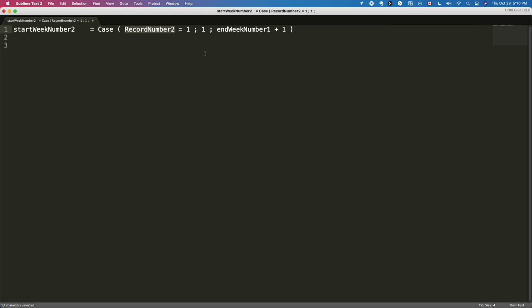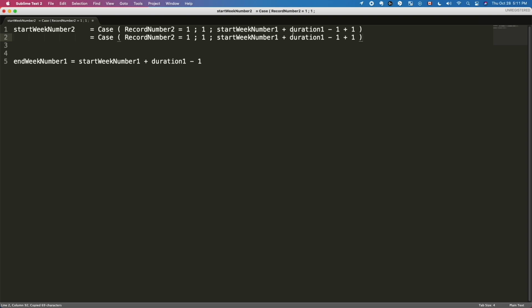If we look at the formula for end week number 1, it is equal to start week number 1 plus duration 1 minus 1. If we plug that into the formula of start week number 2, you get this. The minus 1 and plus 1 cancel each other out, so we end up with this. And then, if we plug in the formula of start week number 1, the formula of start week number 2 becomes this.